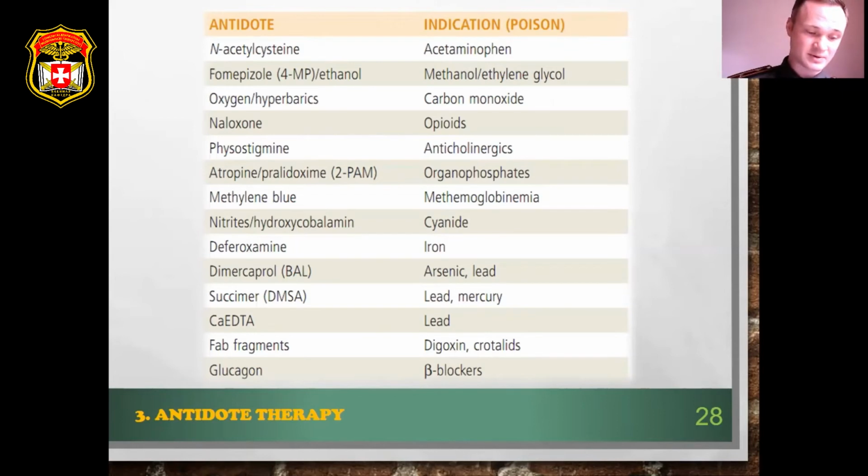One more mechanism is non-competitive antagonism. For example, anticonvulsants for treatment of convulsions. Calcium gluconate used for calcium channel blockers, especially verapamil, black widow spider bite, lead colic, and oxalic acid.